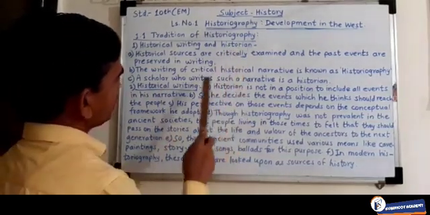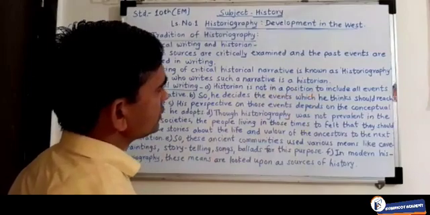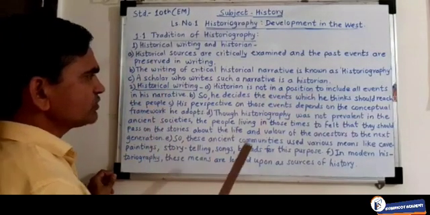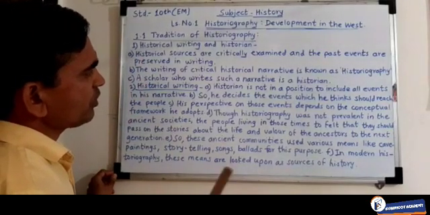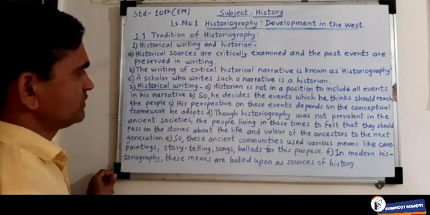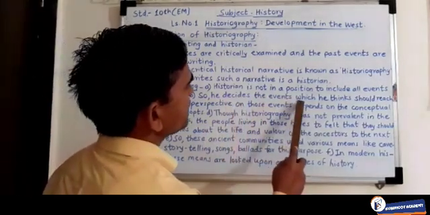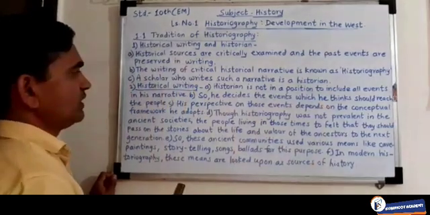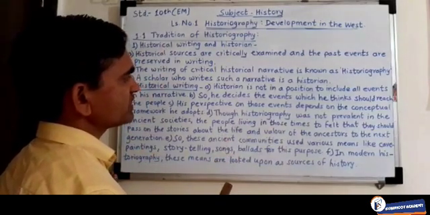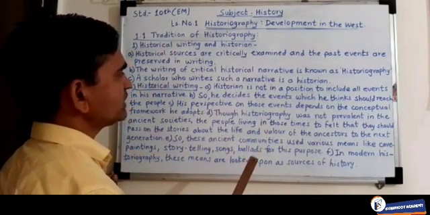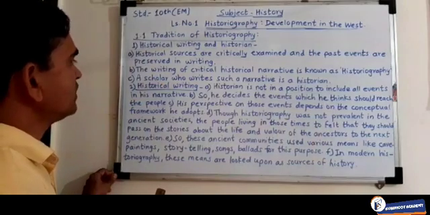We have seen about historian, now we will see about historical writing. A historian is not in a position to include all events in his narrative, because all events are not important. He examines them, observes them, makes a number of comments on them, then writes in his narrative. He decides the events which he thinks should reach the people. He knows which events are most important and which are less important. So he takes the events which are very important and should reach the people. These events are taken for the narrative.